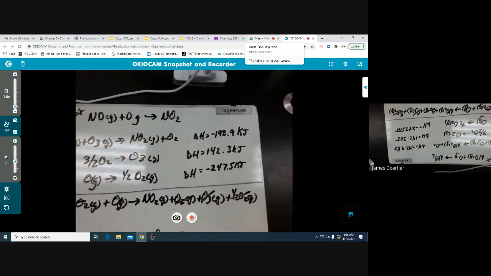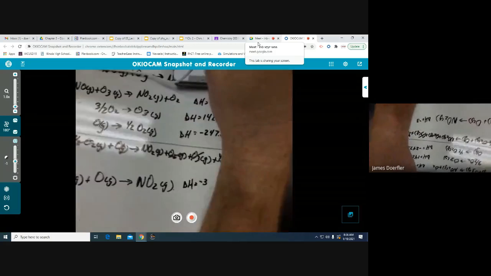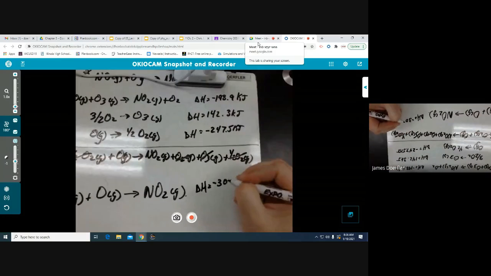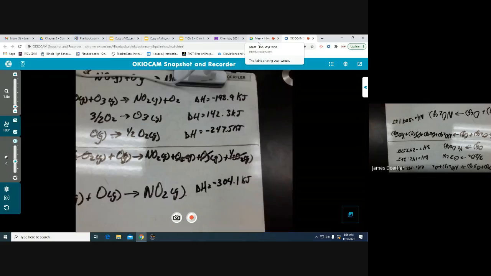So I want you to double check my work, okay? So we should get a delta H value, again, after we've summed all these up, of negative 304.1 kilojoules. And double check my work. Right? Yeah. Yay.